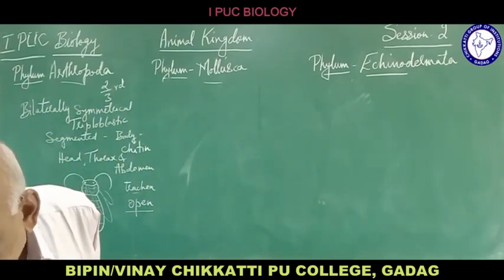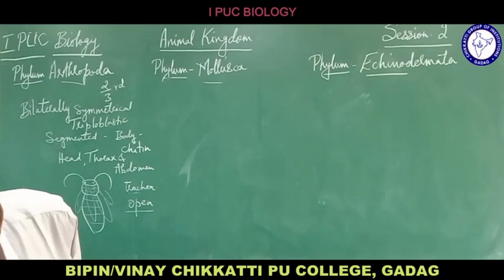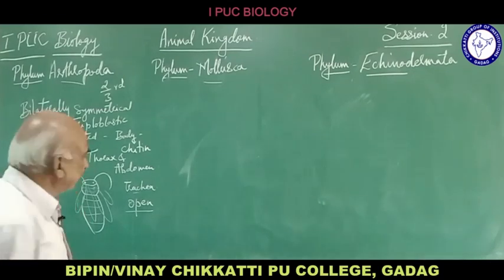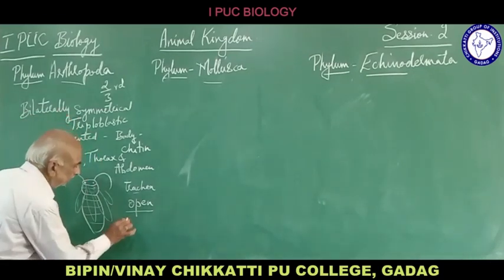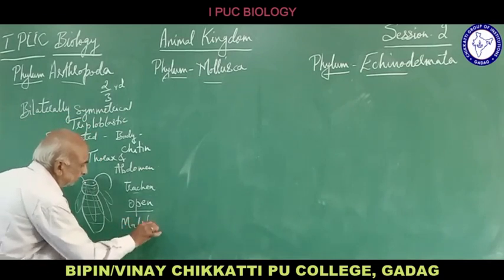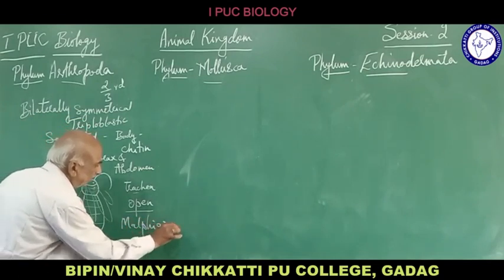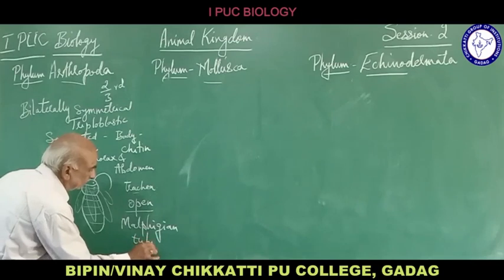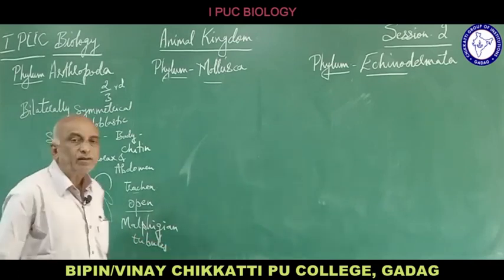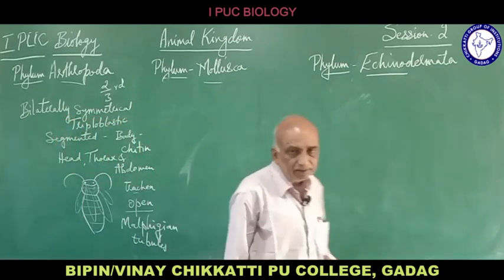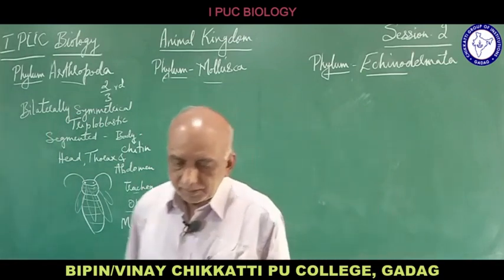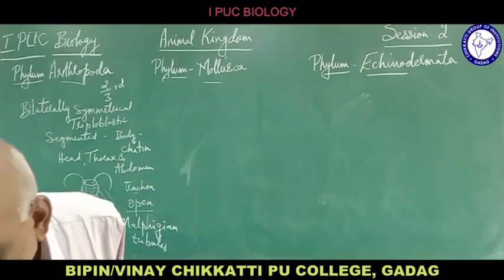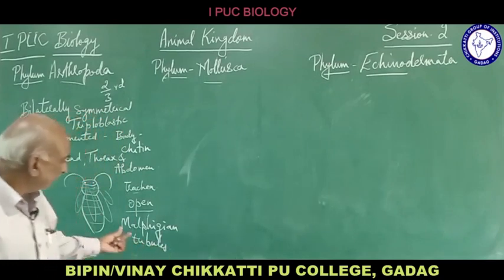Then if you come to the other characters, here the excretion takes place by structures which are called Malpighian tubules. These are the excretory organs of the phylum Arthropoda. So in the Arthropoda we come across Malpighian tubules.